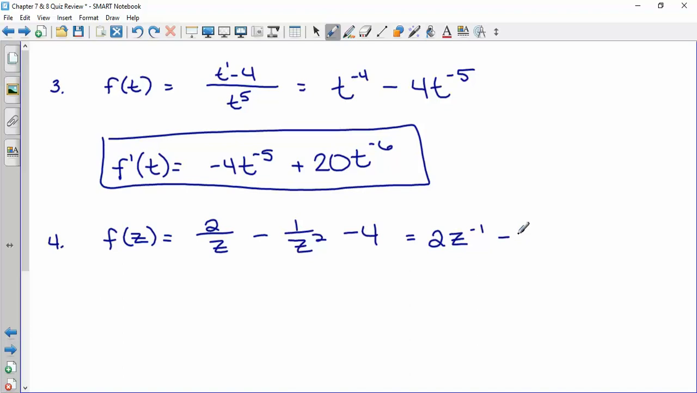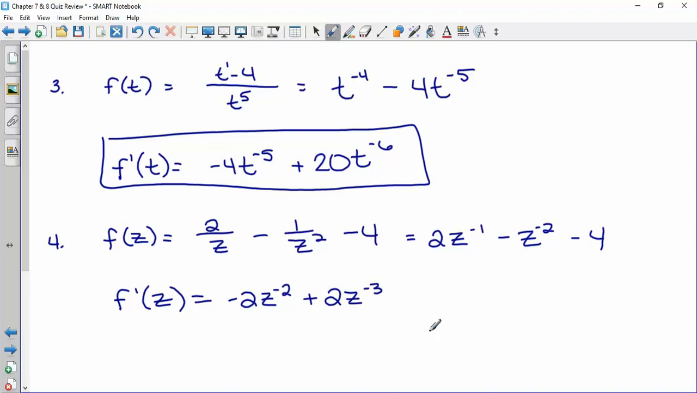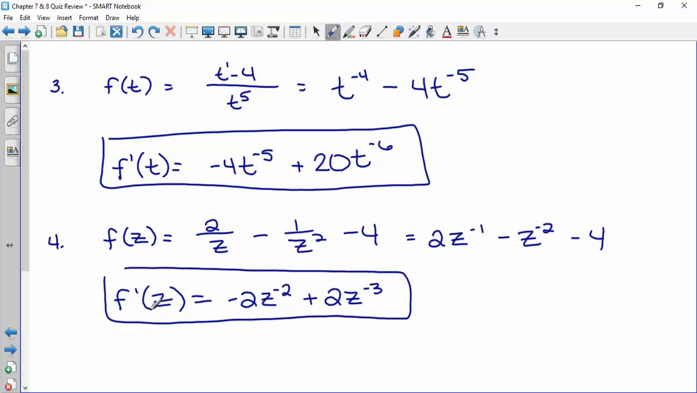2z to the negative 1. Over z squared is z to the negative 2, minus 9. So then this derivative is z. Exponent comes down, so 2 times negative 1 is negative 2. Z, negative 1 minus 1 is negative 2. This one, negative 2 comes down, so negative times negative is a positive 2. Z, negative 2 minus 1 is negative 3. And the derivative of 4 is 0, so that's gone.